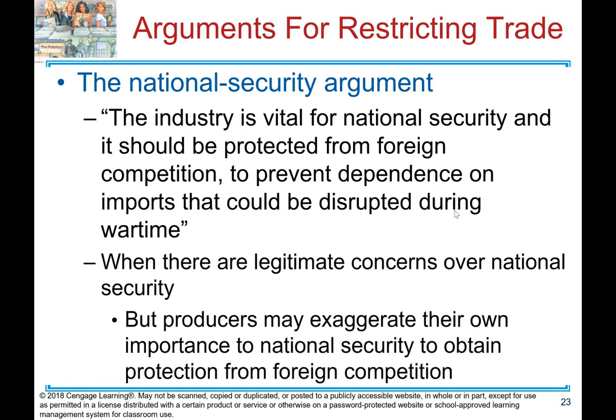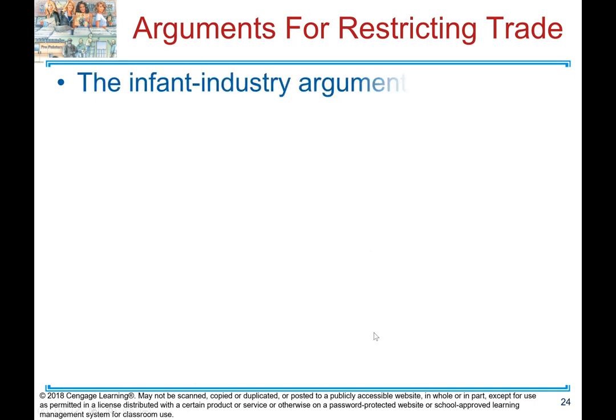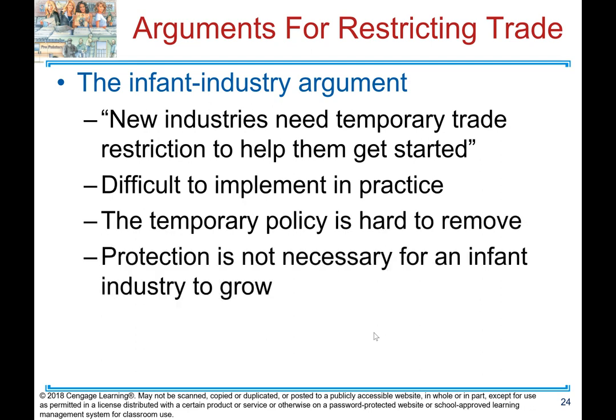What about the national security argument? The industry is vital for national security and it should be protected from foreign competition to prevent dependence on imports that could be disrupted during wartime. There are legitimate concerns over national security, but producers may exaggerate their own importance to national security to obtain protection from foreign competition. So, what about the infant industry argument?